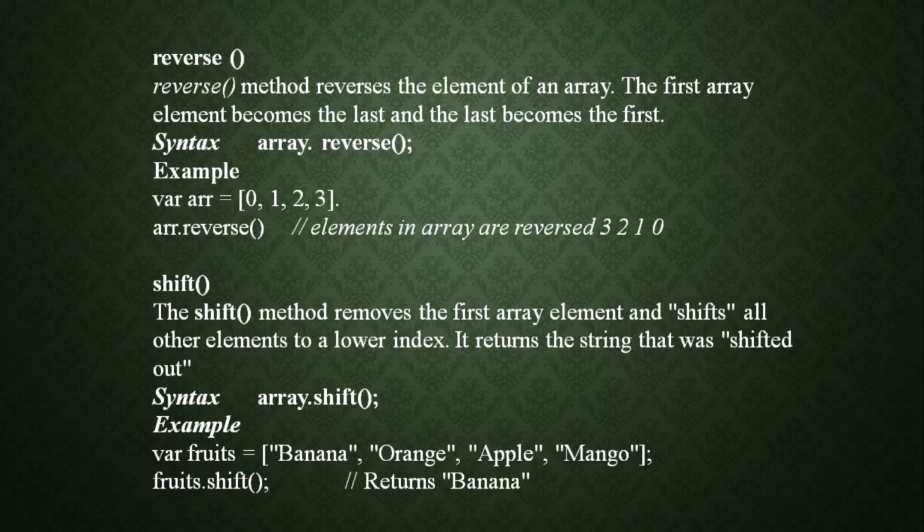Next method is shift. The shift method removes the first array element and shifts all the other elements to a lower index. It returns the string that was shifted out. Name is array.shift. What does it do? It removes the first array element. Here in this example, it removes banana and shifts orange, apple, mango.